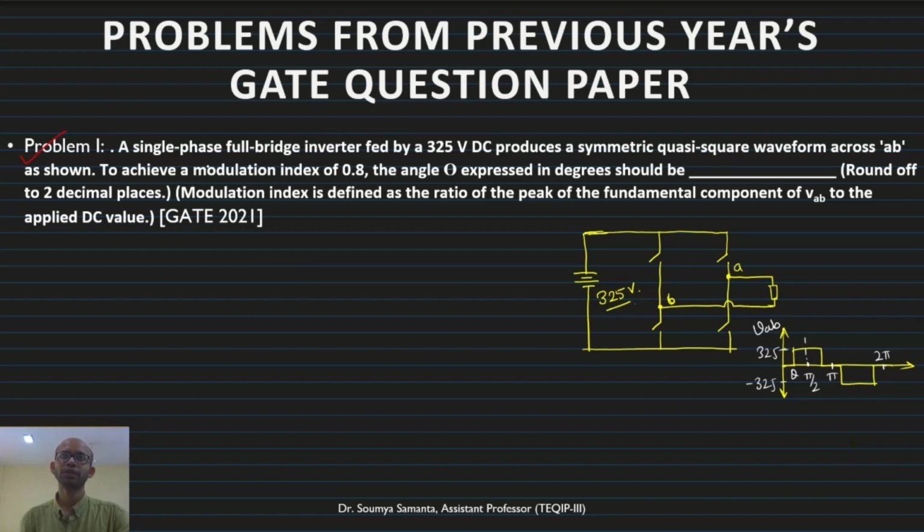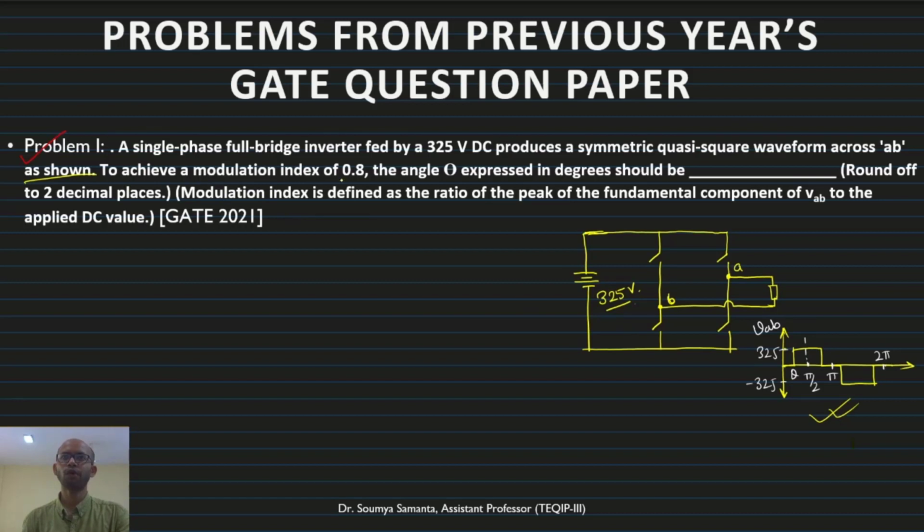The first question is: a single phase full bridge inverter, fed by 325 volt DC, produces a symmetric quasi square waveform across AB as shown. Where is it shown? This one. This is shown here. This is the quasi square waveform.